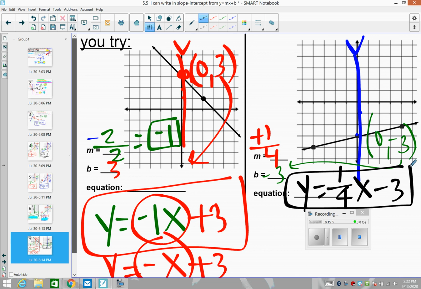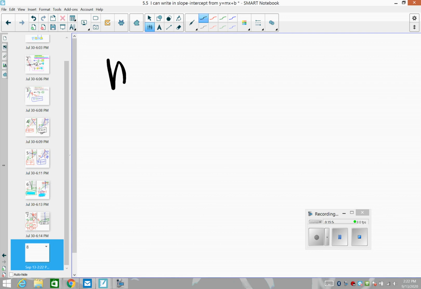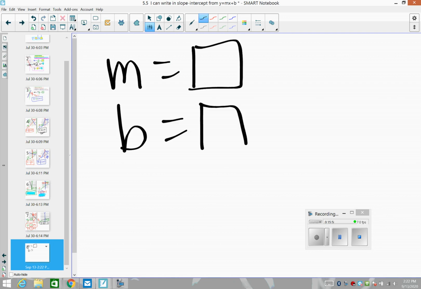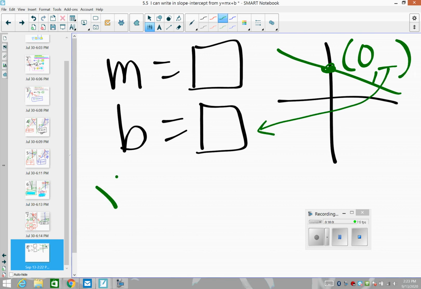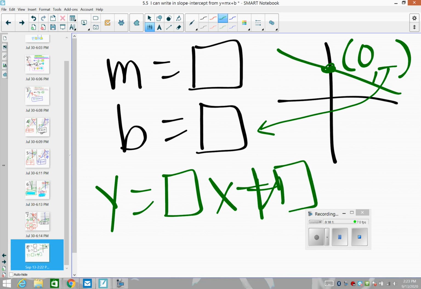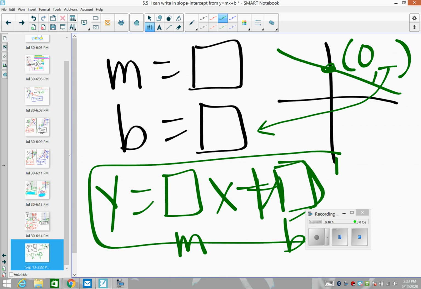For a summary of today's work, you need to get a slope, just like we've been doing. The y-intercept, we just talked about, is the place where the graph hits the y-axis. It's always 0, comma something. That something is your b. Then we would simply plug in mx plus b. So here's your m and here's your b. That is the answer we're looking for in our work today. I can write in slope-intercept form, y equals mx plus b.